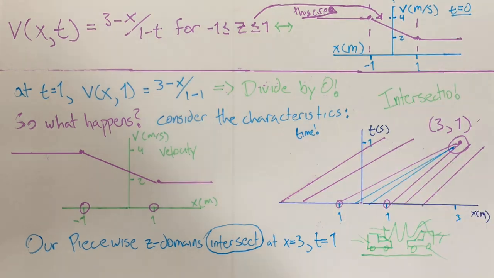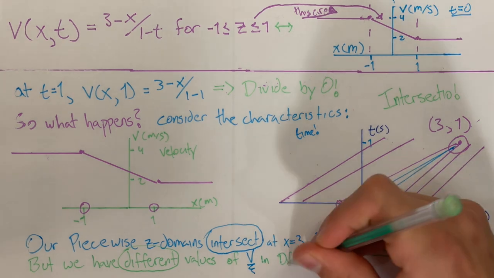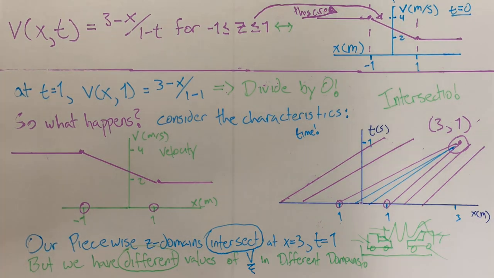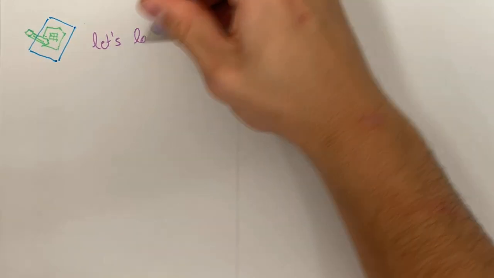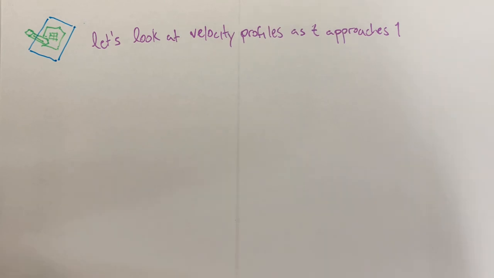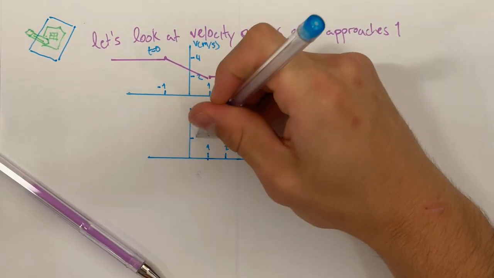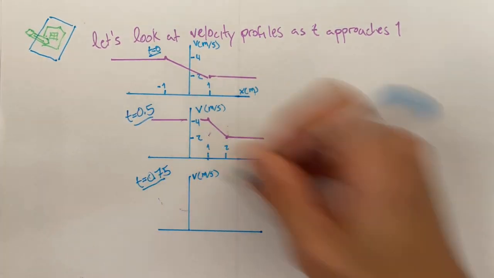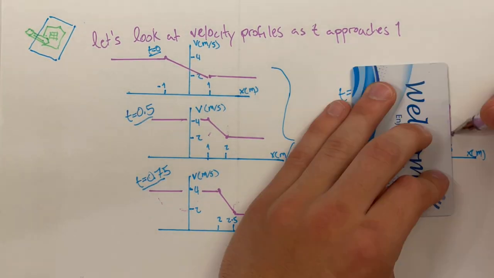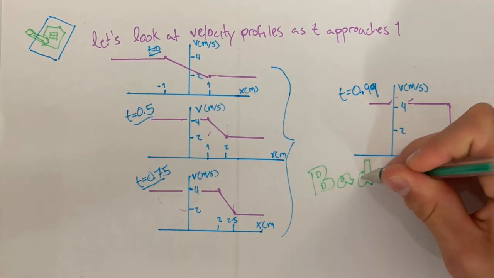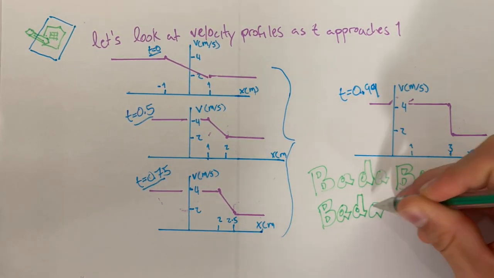Rigorously, this fact corresponds to the piecewise domains of our solutions intersecting. And since we have different velocities and different domains, when they intersect, our solution fails. To really illustrate this point, let's draw out some velocity profiles as time approaches 1. We see that the profile slims down and eventually looks more and more like a step function as t gets closer and closer to 1, where on the left side, v equals 4, and on the right side, v equals 2. This is it. This is our shockwave, a discontinuity in velocities at t equals 1 and x equals 3.